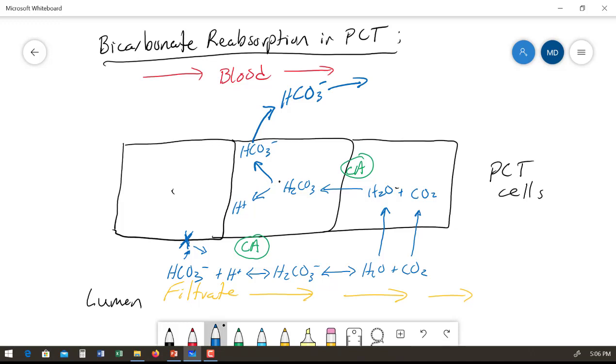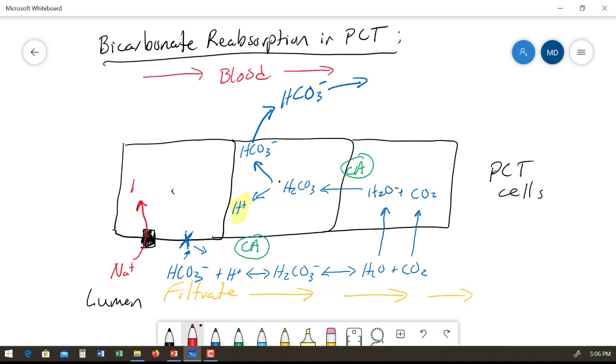Now that leaves us with this hydrogen here inside of the cell, and remember, your cells do not want this. We don't want this going back in the blood. And so you have some pumps. We'll put a pump over here. And remember that we have, do this one in red, we have sodium, extra sodium in the filtrate that we want to recover.